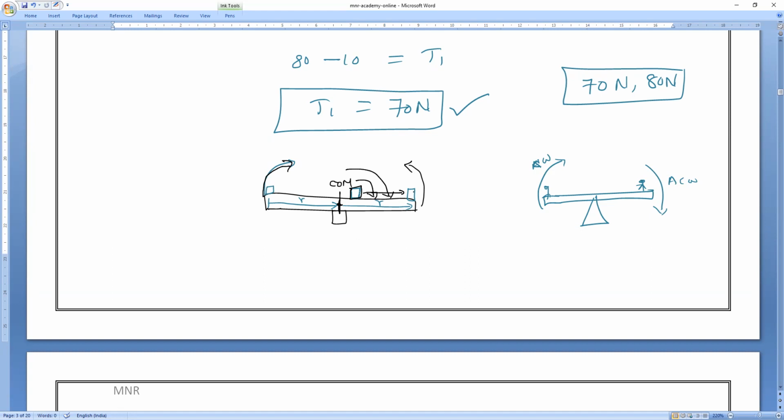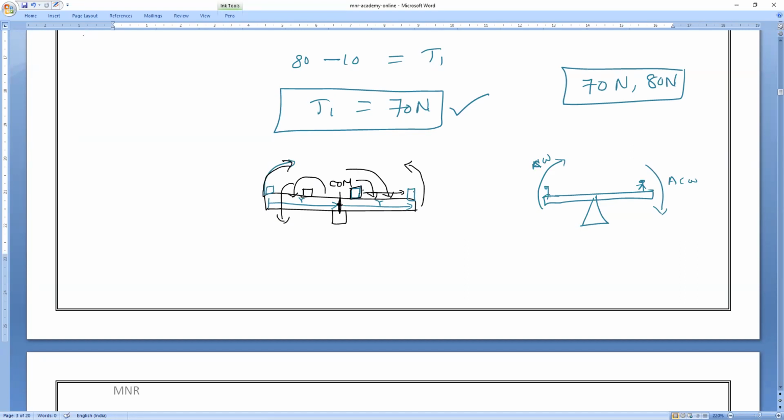For example, if I put this extra mass in this direction, it will fall in what direction? Clockwise or anti-clockwise? Anti-clockwise. Understand? The scale will fall anti-clockwise only. Everybody understand? Yes, that is it.